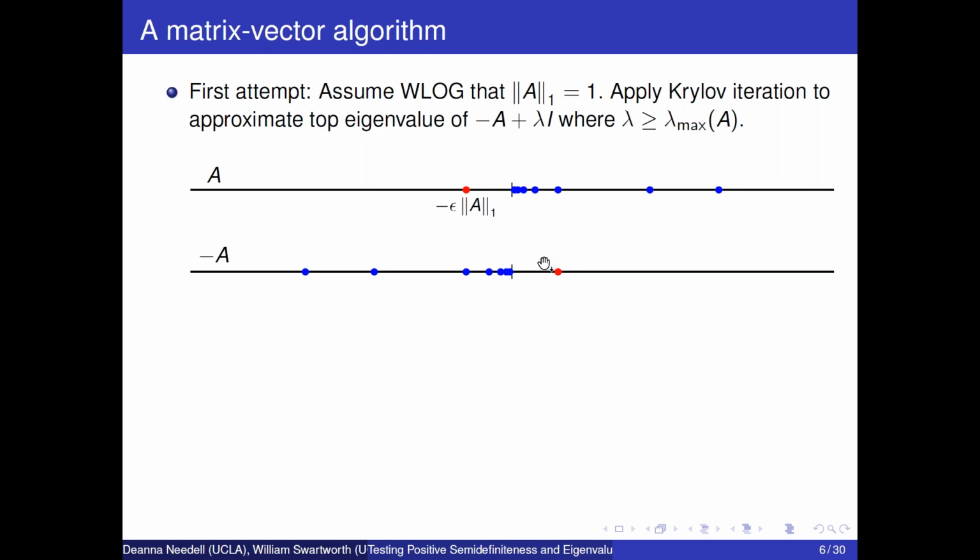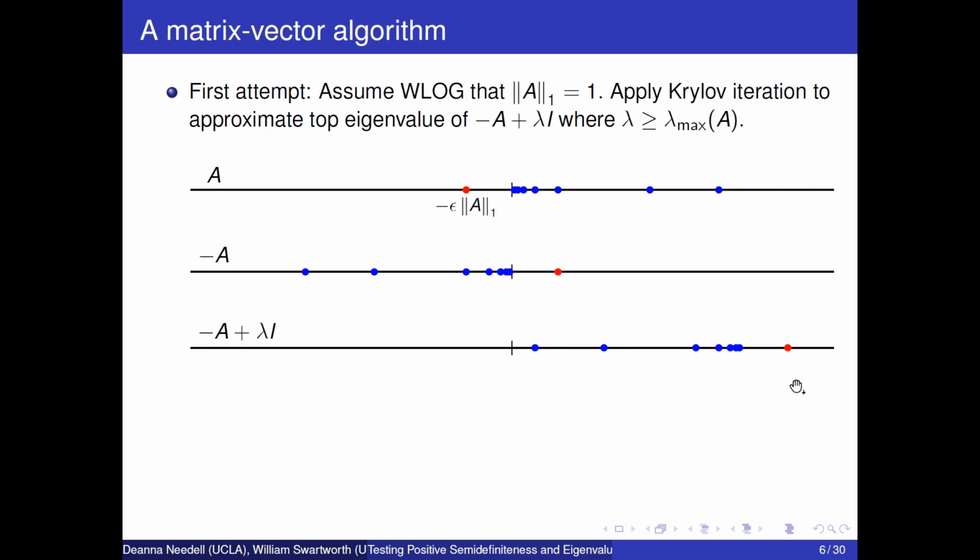We first negate A, and what this does is flip the blue eigenvalues to be negative, and flip this potentially existing red eigenvalue to now be positive. Then we shift by lambda I, so we're adding a multiple of the identity, and we choose lambda to be larger than the max eigenvalue of A. By doing this, whether or not this red dot exists, all the eigenvalues become positive. So negative A plus lambda I is now a PSD matrix.